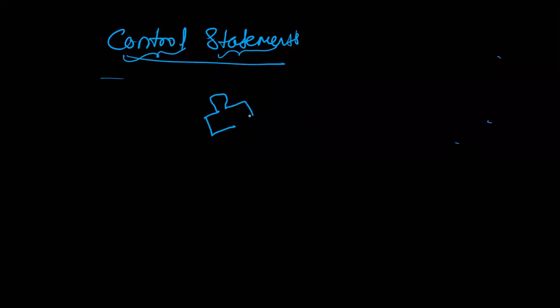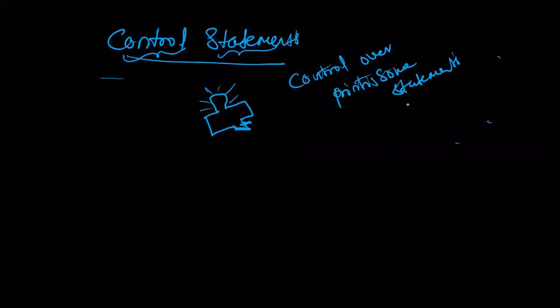Here a bulb is there, and there is a switch. If you want to turn it on, the switch will be connected here, and then they form a closed circuit and the light will glow. If you want it off, you disconnect. So control statements give us control over printing some statements, or doing some task.